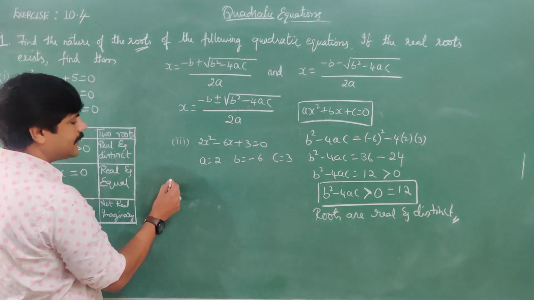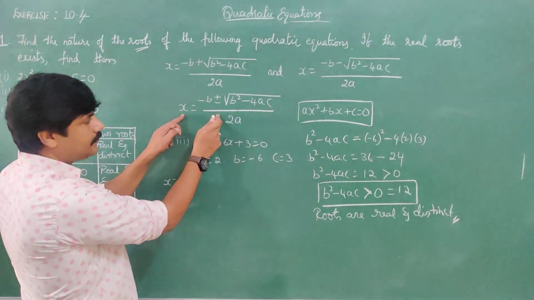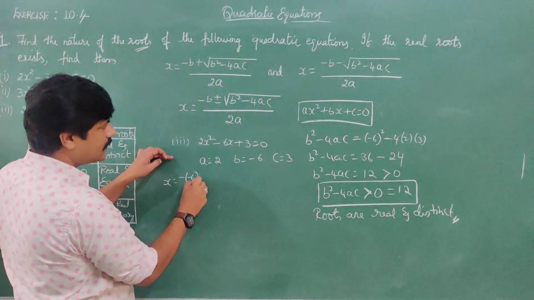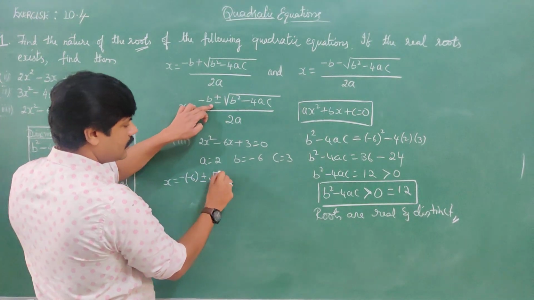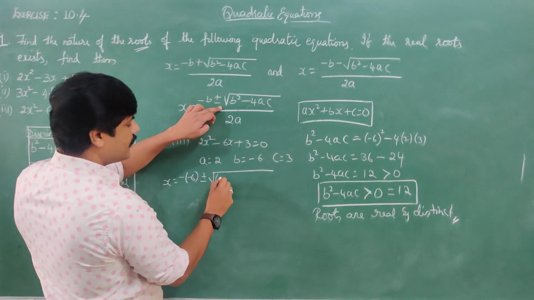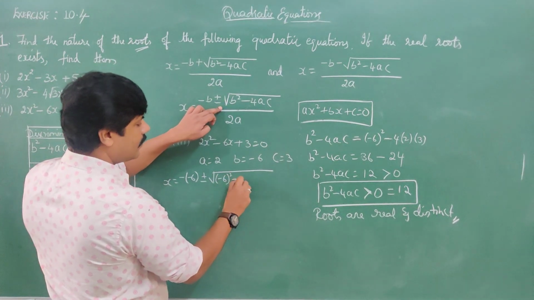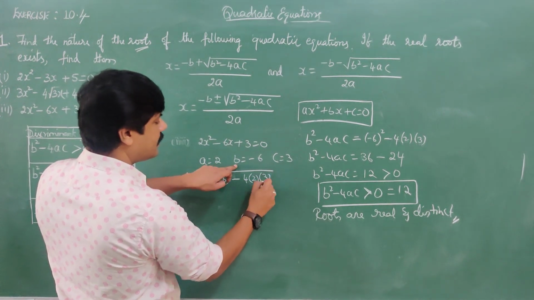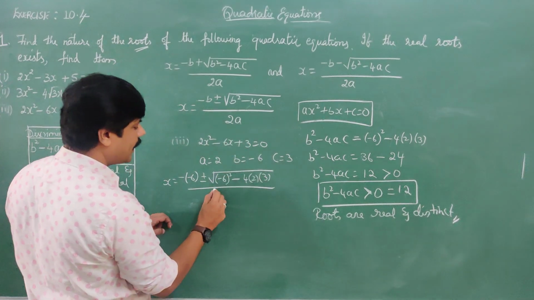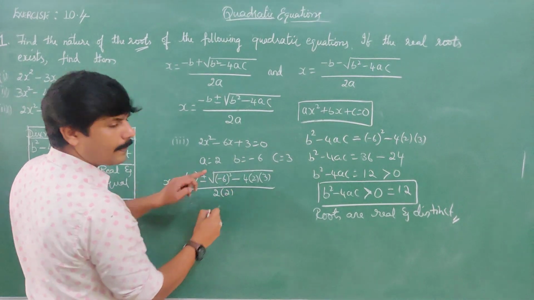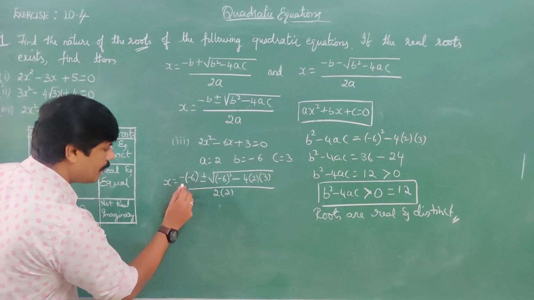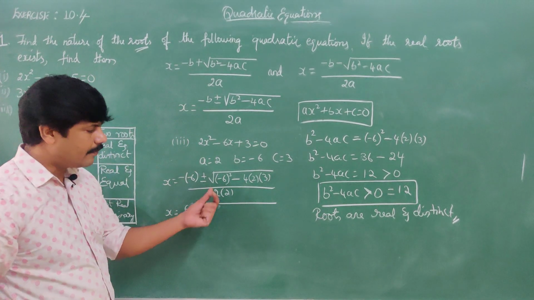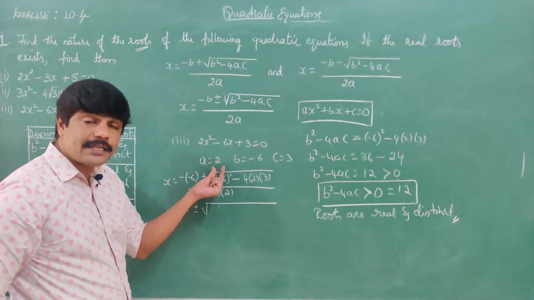Understand? Just take x is equal to this formula. Substitute here in this equation. Minus b, what is b? Minus 6. Plus or minus square root of b square, that means minus 6 square, minus 4, a is nothing but 2 and c is nothing but 3, whole divided by 2a, that is 2 into 2. Okay. Now x is equal to minus into minus plus 6, plus or minus square root of minus into minus plus, because this is minus 6 whole square.